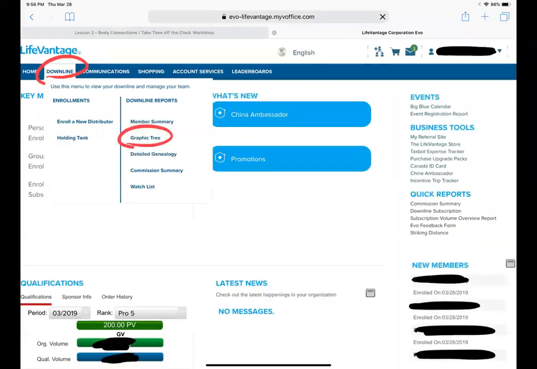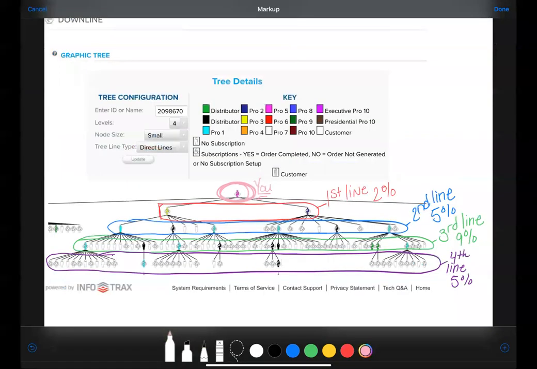So I want you guys to go over to your tree, your organization. So again, you'd go to downline and we'd go to graphic tree. Okay, so that brings us to our tree. So at the top there would be you.